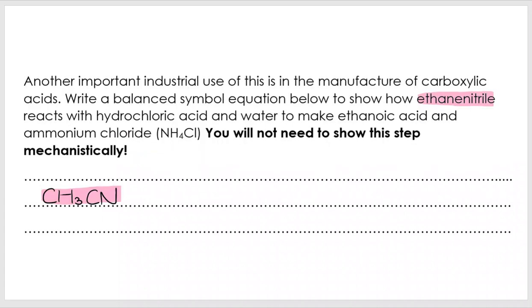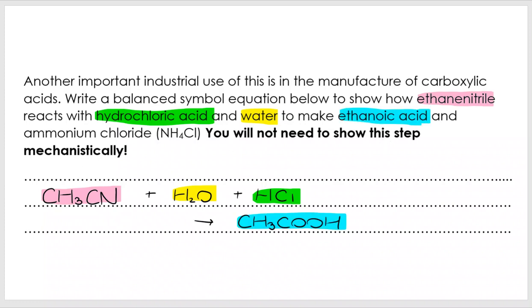Okay. We also need to know a couple of extra steps on this one. So you have got to remember what we're going to look at here. Try and make sense of the information that's been provided and complete this equation. Remember, this is not a mechanism, it's just an equation. So we are told that the ethane nitrile is reacting with water and it's reacting with HCl. And from there, we're making ethanoic acid and we're making ammonium chloride.